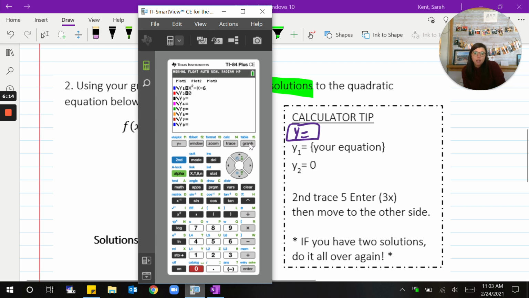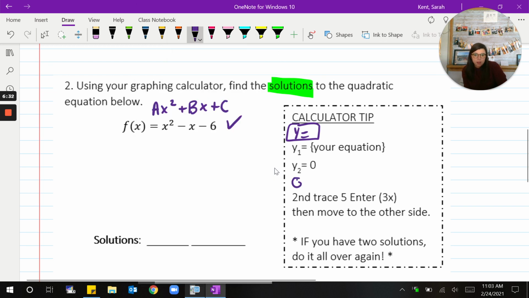So now if I click graph, I will see my x-axis is in red and my curve is in blue. So when I look here, I can see the blue line or the curve crosses 2 times. So I'm going to add in here that I need to click graph.